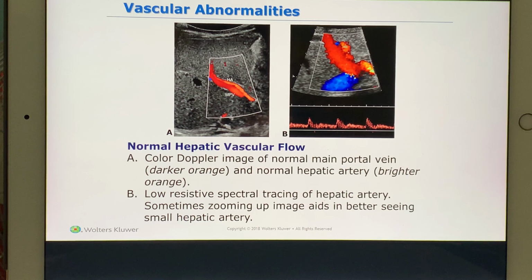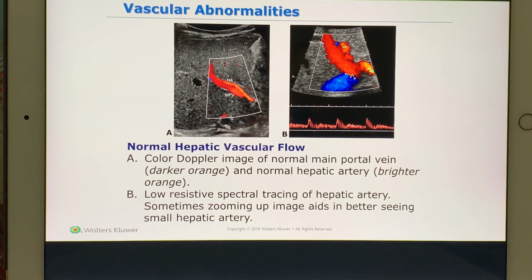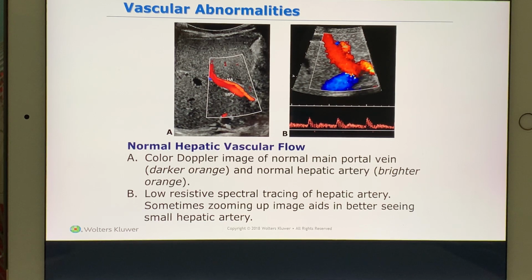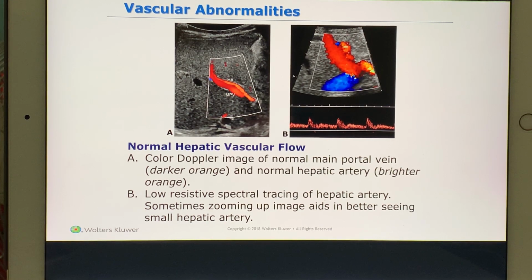So in level B, it is showing you a low resistant hepatic artery tracing, and you can see that the image is zoomed so the radiologist can see it better, okay? Because you don't know which way the artery is going, they have it at 0. The closer to 0 for your tracing, the more accurate the Doppler signal. The closer to 60, it's going to be more inaccurate, and it should never go over 60 degrees.